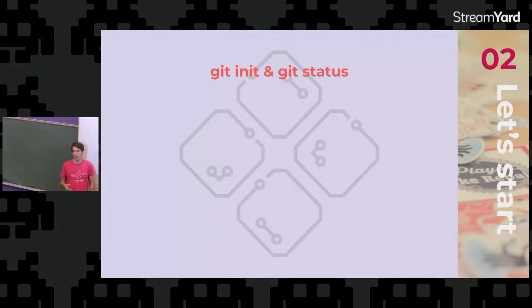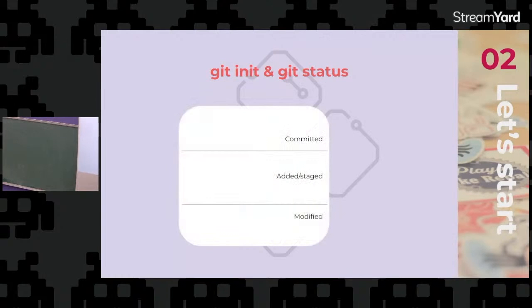We will start our project in the folder. So when we run git init, we will have this structure with the modified files, the staged files, and the committed ones. Okay. So if you run git status, you will see all the changes related to this structure.